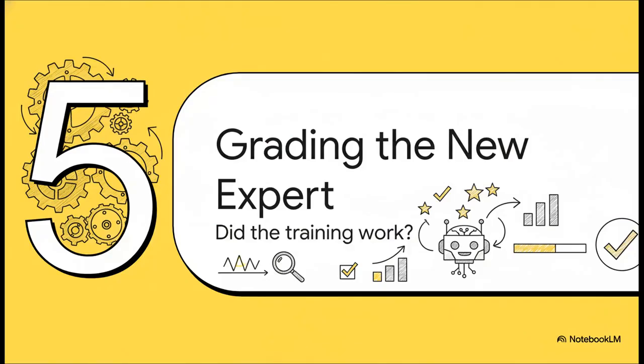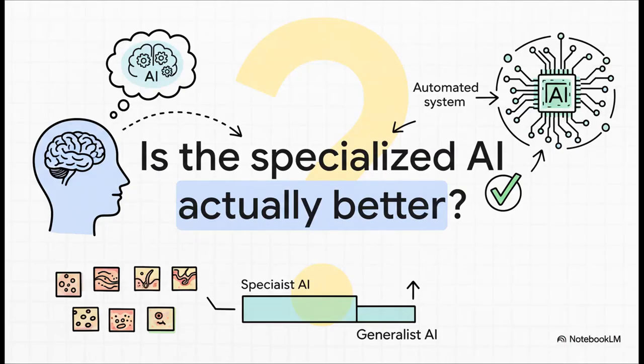And that brings us to the final and maybe the most important piece of the puzzle. Section 5, grading the new expert. I mean, after all this work, how do we actually prove that our specialized AI is any better than what we started with? It is the million-dollar question, right? We've gone to all this trouble to create our dermatologist AI, but is it really giving better advice than the generalist? How can we prove it?